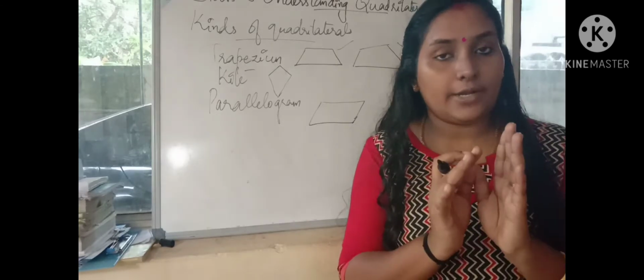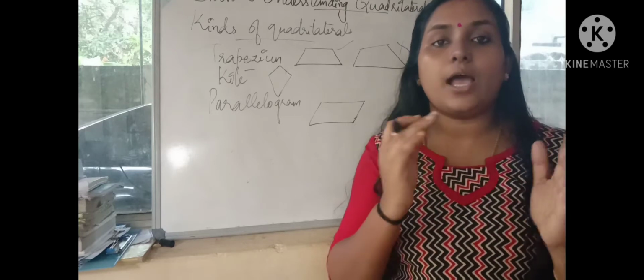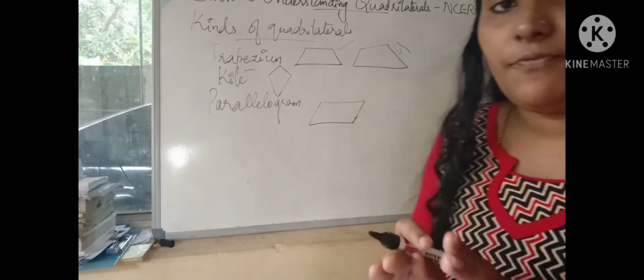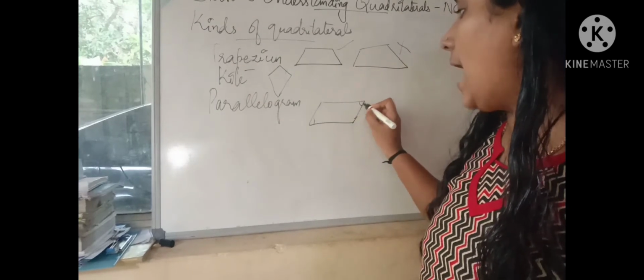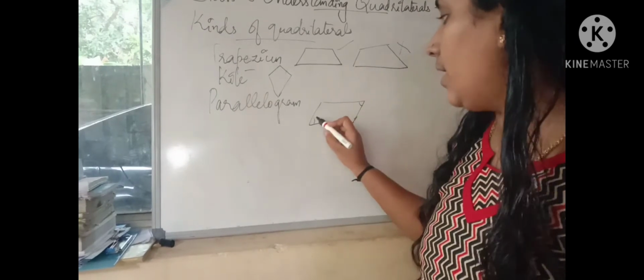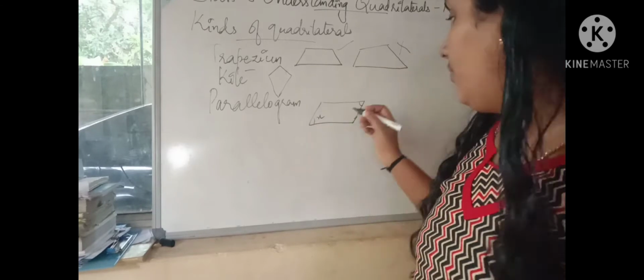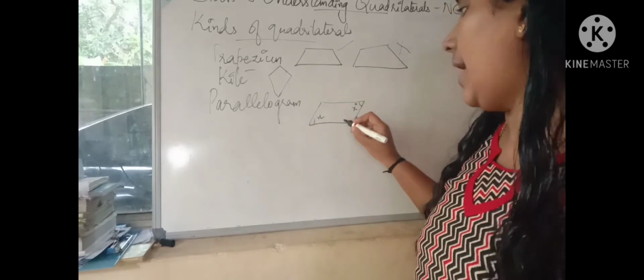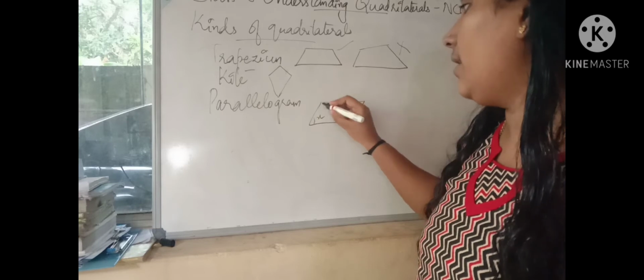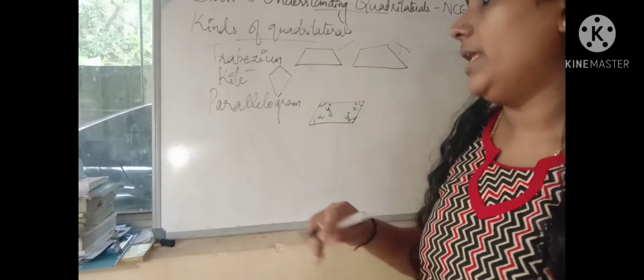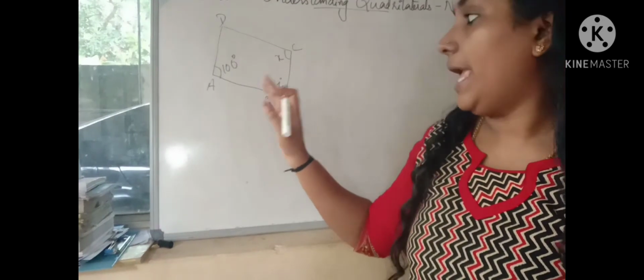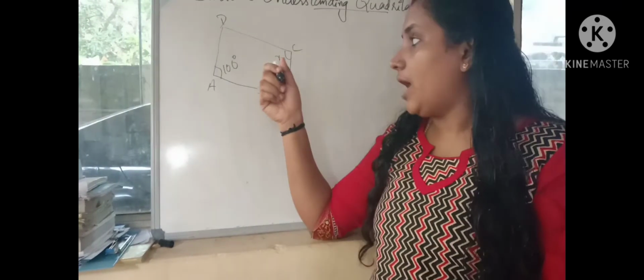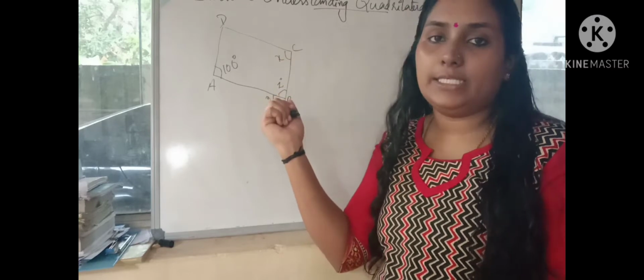A parallelogram is a quadrilateral and its opposite sides are parallel. One specific feature of this parallelogram is that opposite angles are equal. Here the angle is x, then the opposite angle is x degrees. Here is y, and here also y degrees. This is the specific feature of a parallelogram. This is a parallelogram, ABCD is a parallelogram. Find x degrees, y degrees and z degrees.